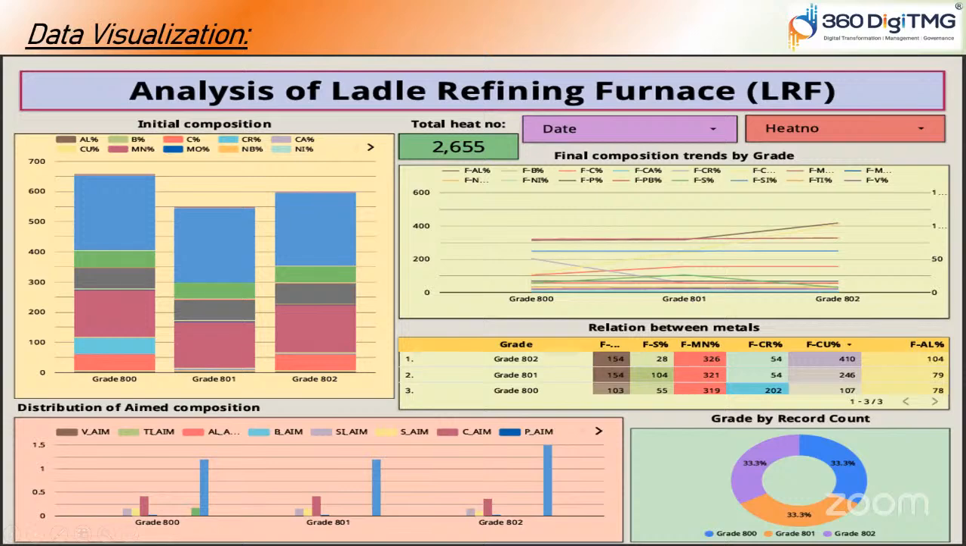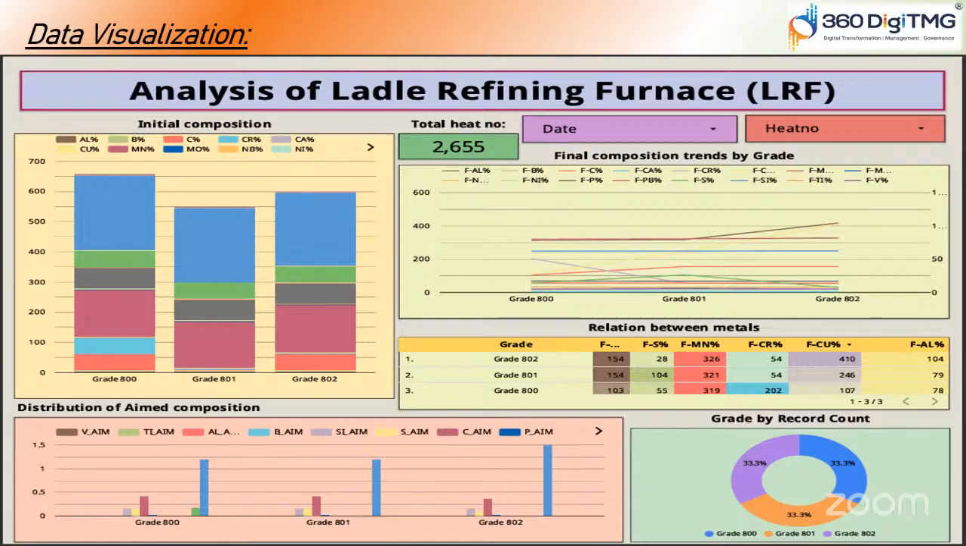And then you can see the bar chart. This is the distribution of aimed composition. It breaks down the target element level in each grade. Grade 802 again reflects high PAIM and then CAIM, suitable for high performance steel.